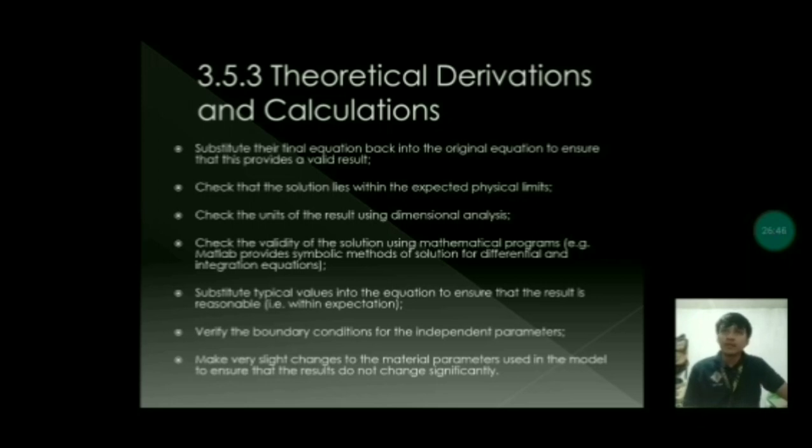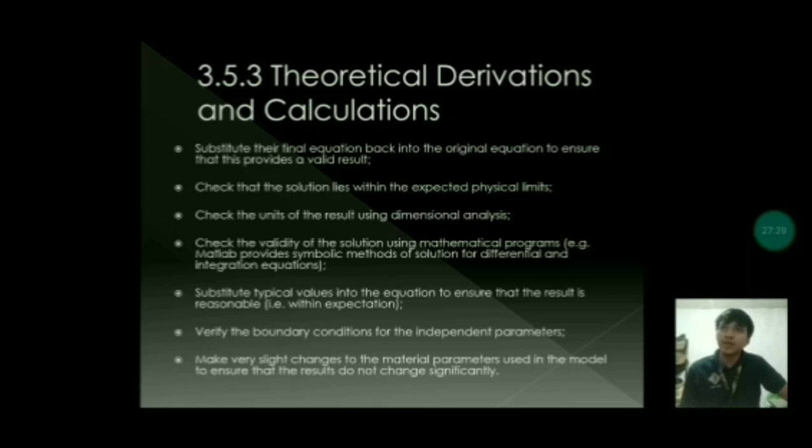Next is verify the boundary conditions for the independent parameters. Verify the boundary conditions for the independent parameters means checking that the values of the independent variables or parameters satisfy the conditions at the boundaries of the problem domain. Because verifying the boundary conditions for the independent parameters is an essential step in theoretical derivations and calculations.